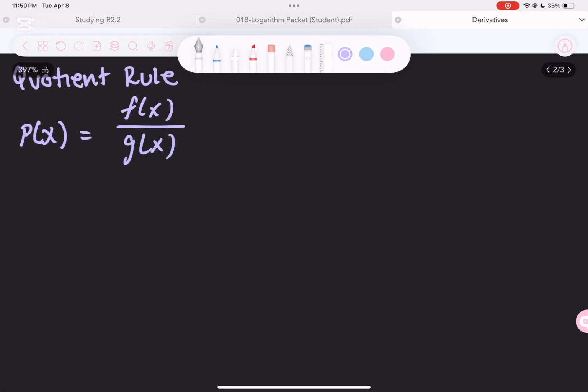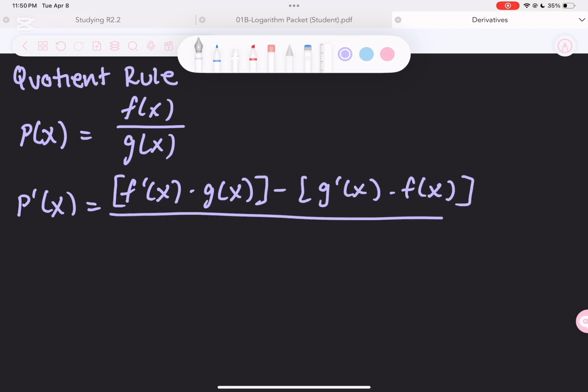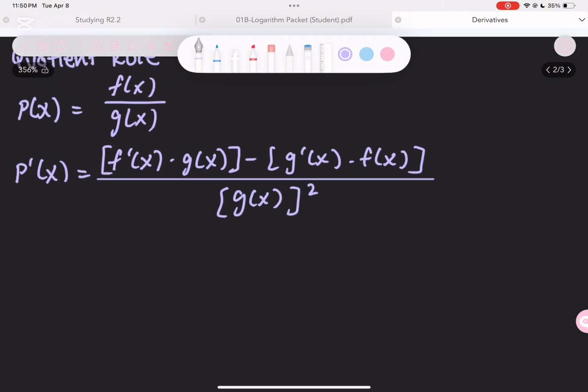So what you want to do here is, when you're taking the derivative of p of x, it's going to be the derivative of f of x times the regular g of x, minus derivative of g of x times regular f of x, and then you want to divide that. Okay, so the top is basically the same thing as product rule, except it's a minus instead of a plus. And then at the bottom, you take g of x and you want to square it. That's the main difference. It's no biggie.